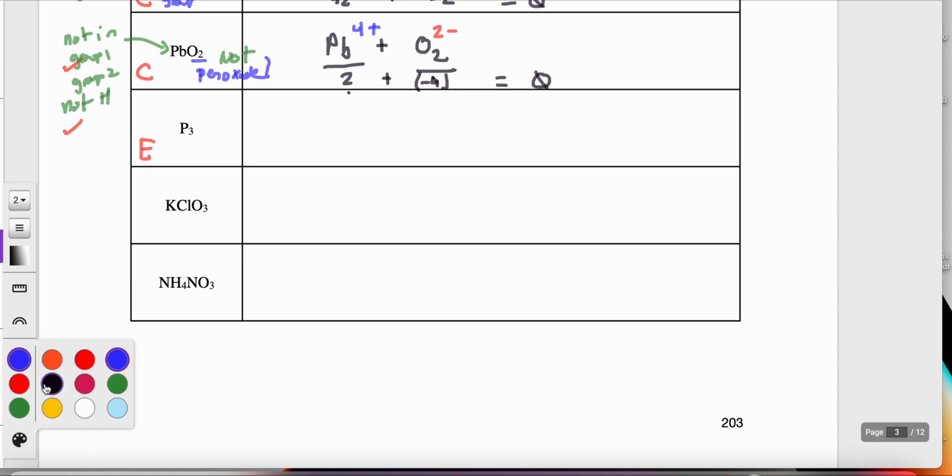Now, our next example is the element phosphorus. And because this is an individual or free element, life is easy. We just simply assign it an oxidation state of 0.